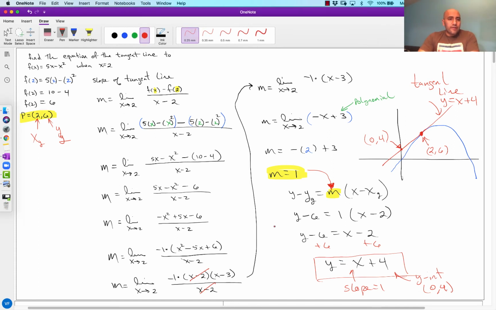Okay, so this is a very common question you might be asked: to find the equation of a tangent line to a function at a given point.